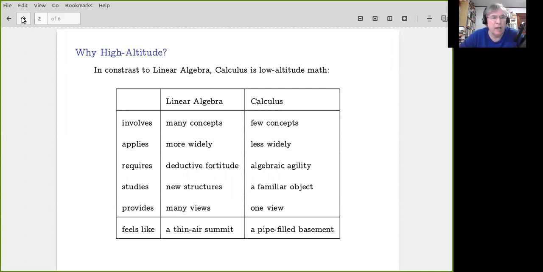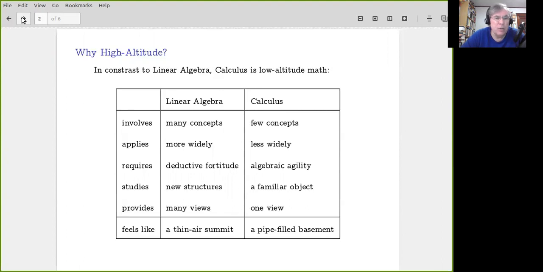Linear algebra, on the other hand, involves many concepts: a vector space, a linear system, matrices, vectors, linear maps, eigenvectors, eigenvalues. Calculus is used less widely, whereas linear algebra applies wherever lots of data needs to be analyzed. Learning calculus involves algebraic agility, whereas learning linear algebra involves reasoning skills. You have to use reasoning skills to understand the many new concepts that are involved.